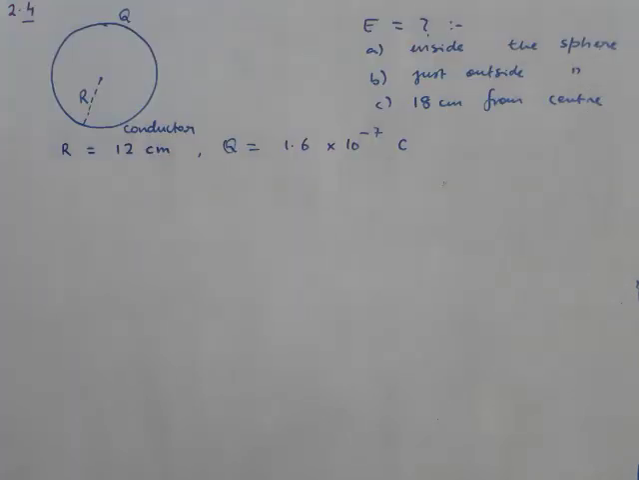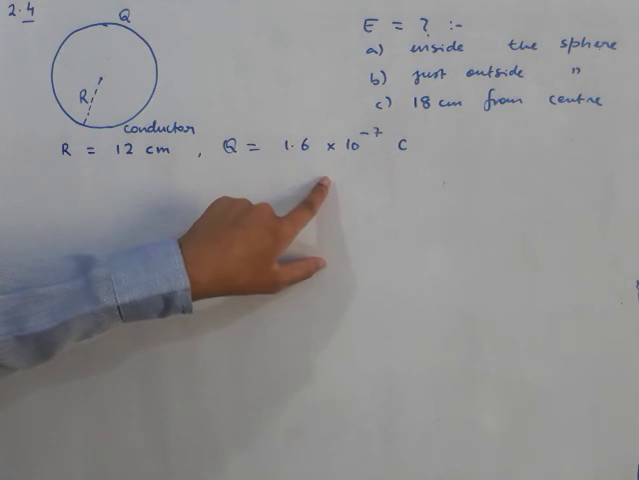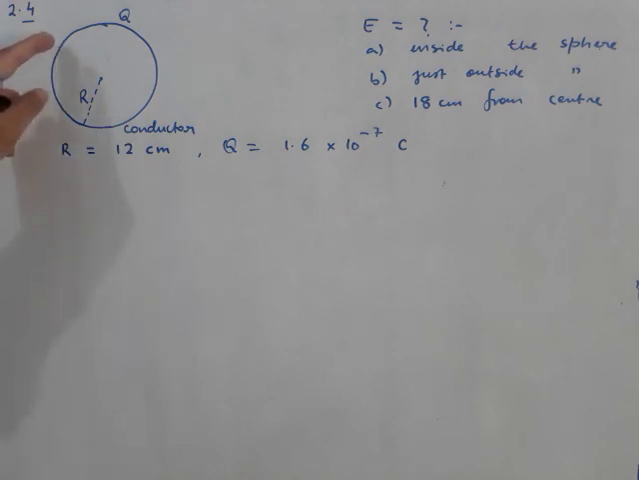See the next question. This is 2.4 of your textbook. It reads like this: a spherical conductor of radius 12 centimeter has a charge of 1.6 into 10 to the power minus 7 coulomb distributed uniformly on its surface. In any conductor, if it is charged, charge will be present only on the surface of the conductor.